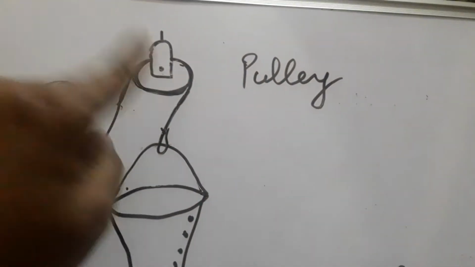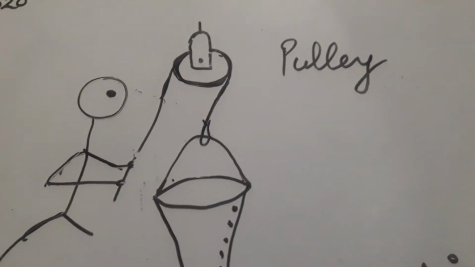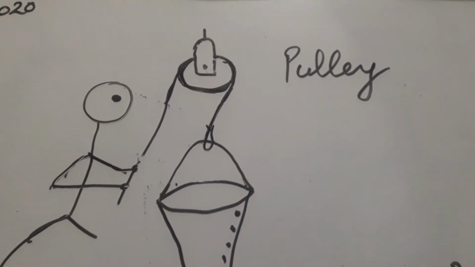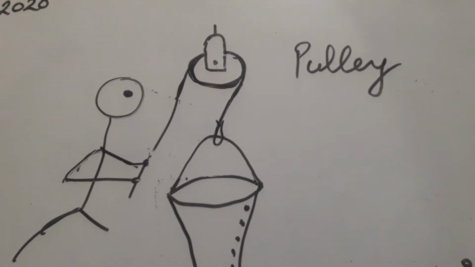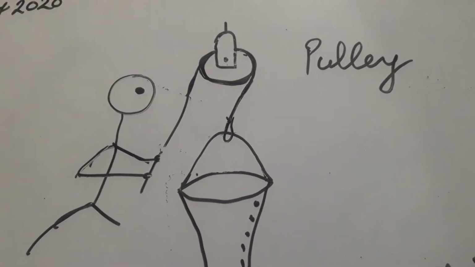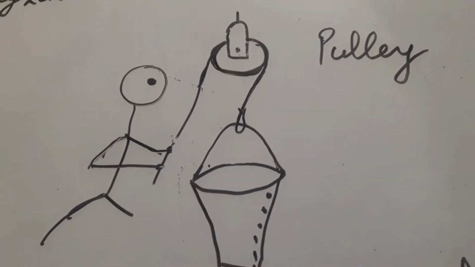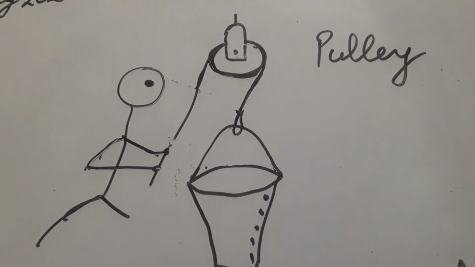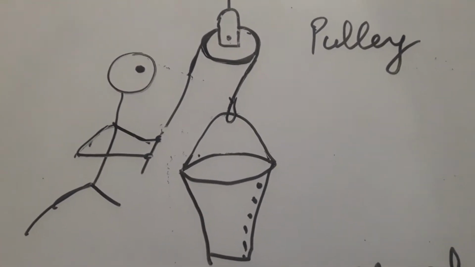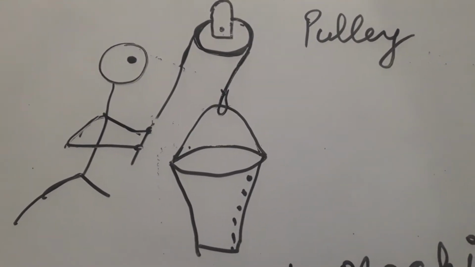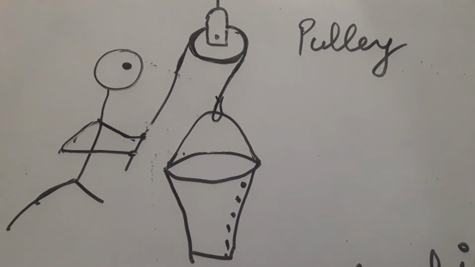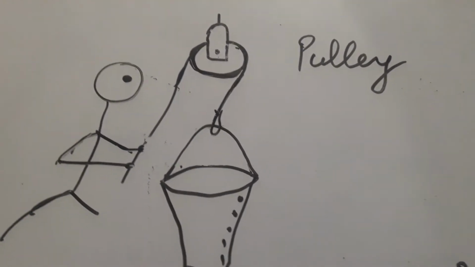This type of pulley you must have noticed at the time of flag hoisting, and when you go to the hill station, there at the ropeway you must have experienced this type of pulley. So this is the last which was left to be discussed, that is pulley.